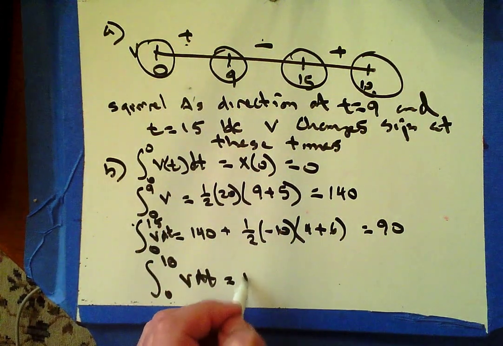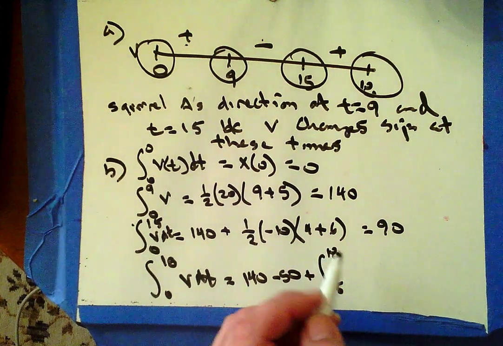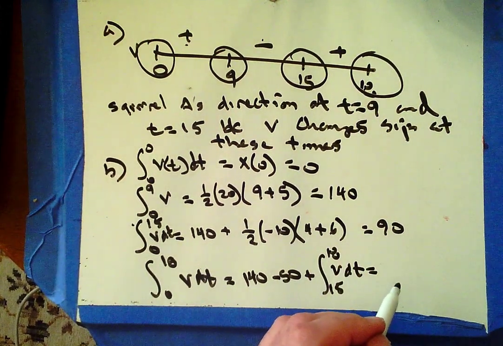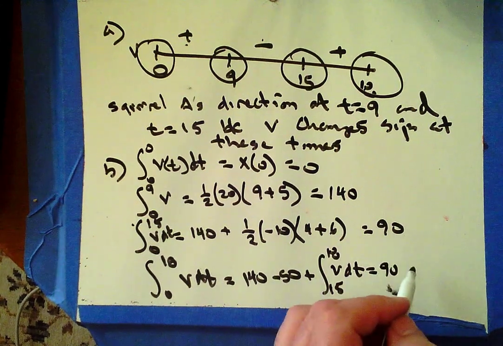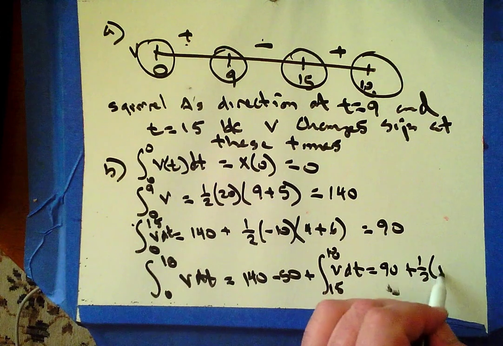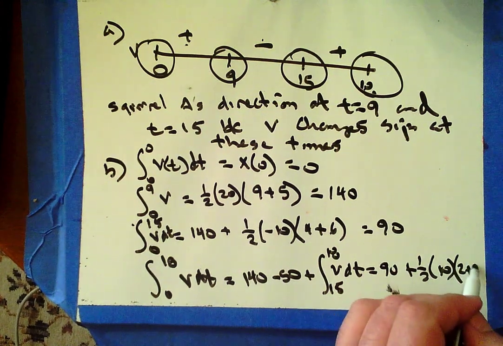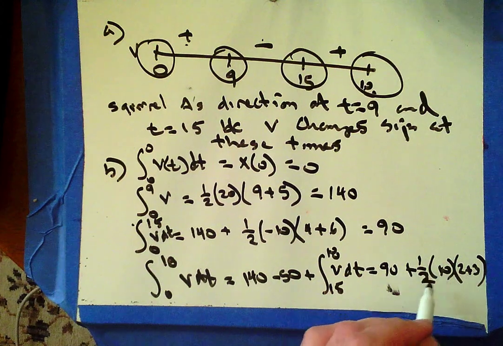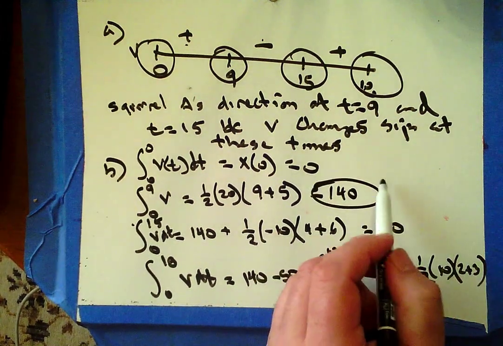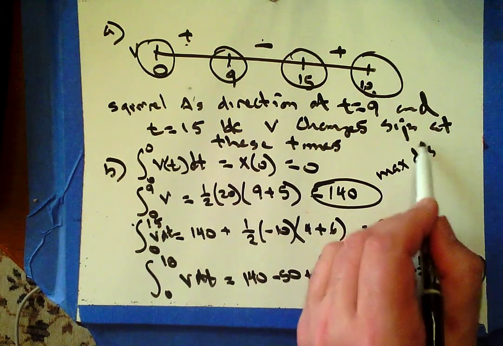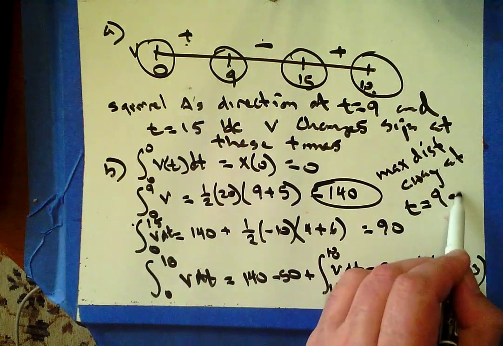is going to be 140 minus 50 plus the integral from 15 to 18 of v. And that is another trapezoid. So we've got 90 plus 1/2, 10, and then that length is 2, and that length is 3, and that's a 1/2. So we've got 5 times 5 is 25, and that's 115, and so there's my max distance away at t equals 9 seconds.